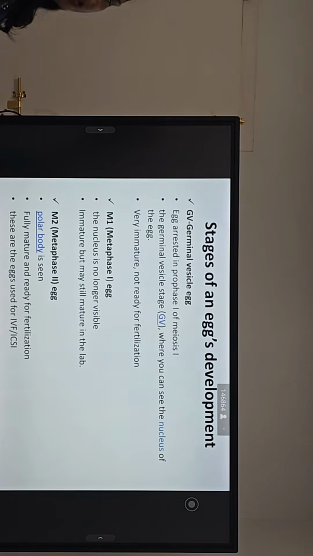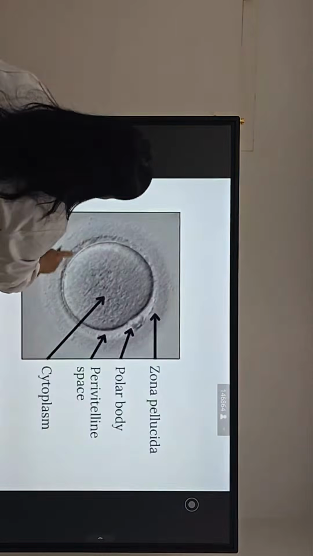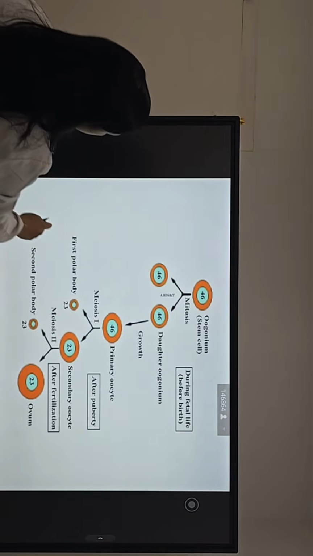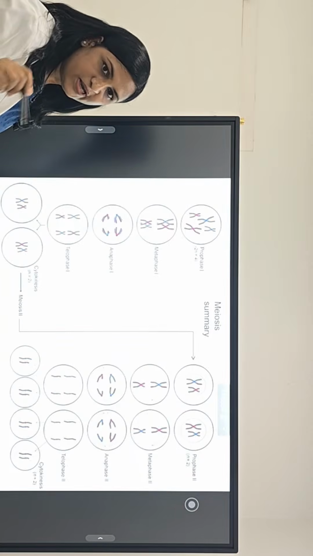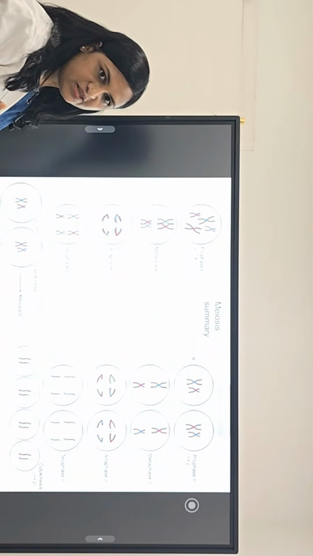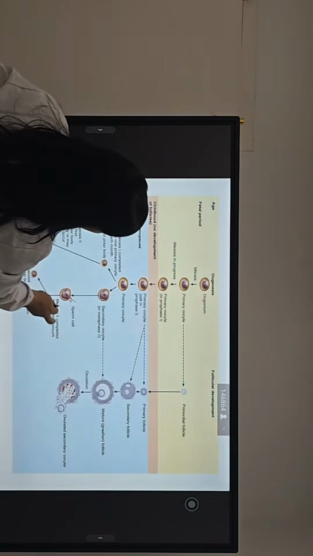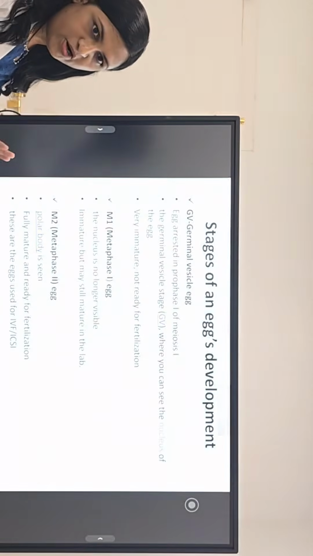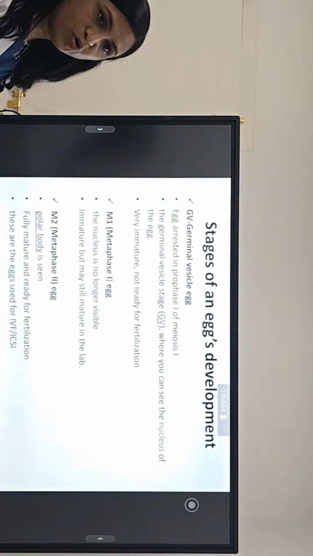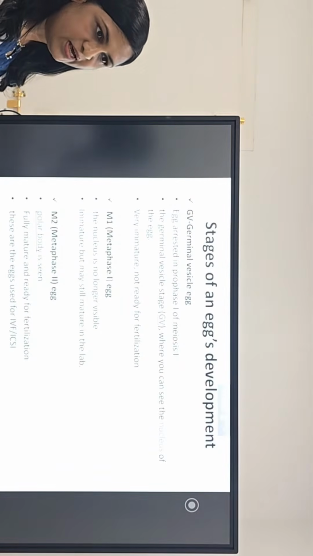Now coming to the stages of egg development. The germinal vesicle stage is the egg which is arrested in prophase 1 of meiosis. In this stage, the nucleus is present, and it is an immature egg. Now, the next is the M1 stage, the metaphase 1. In this, the nucleus is not there, neither is the polar body. So these eggs are also immature, but they may mature in the lab.